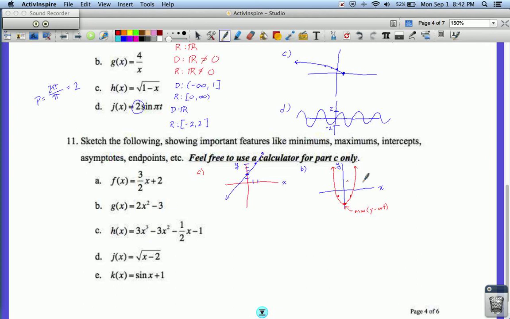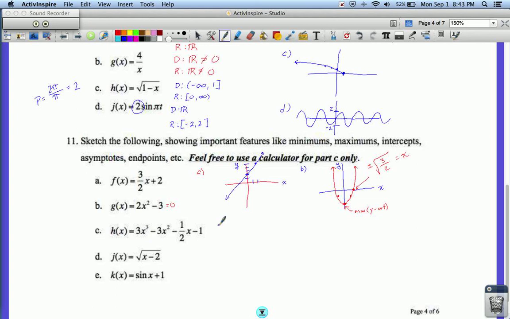We have the x-intercept right here. If we set this equal to 0, add 3, divide by 2, and take a square root, we get plus and minus the square root of 3 halves for x. So we've shown intercepts, x and y intercepts. There are no endpoints, no asymptotes. The minimum is the vertex, and there's no maximum in this case.